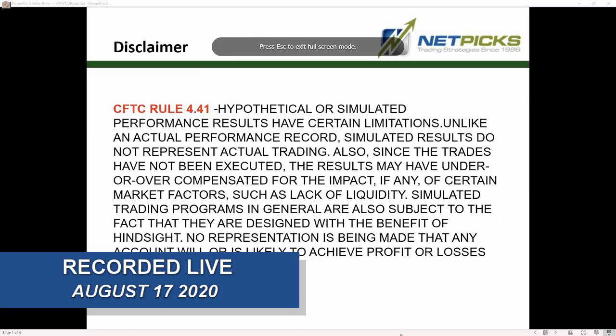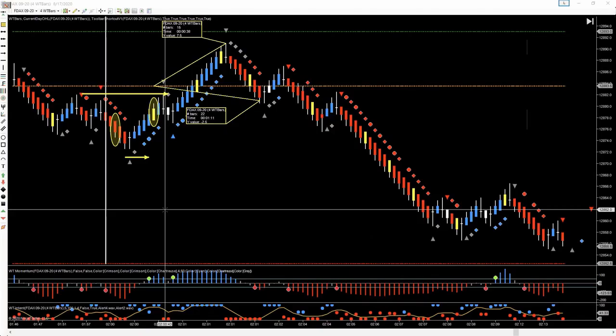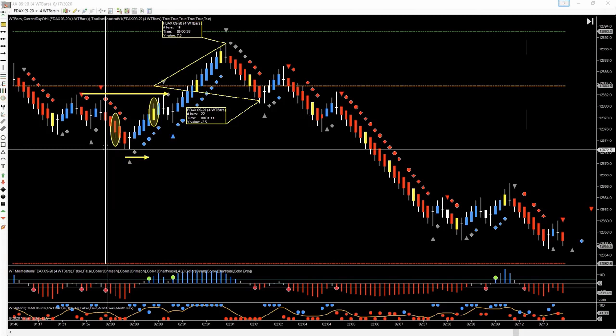This room is meant for educational purposes. We will talk about hypotheticals, simulated, in some cases, real results. I highly recommend you demo trade this approach for a period of time until you have a really good, solid understanding. Hopefully you had a good weekend. You're ready to do some trading.